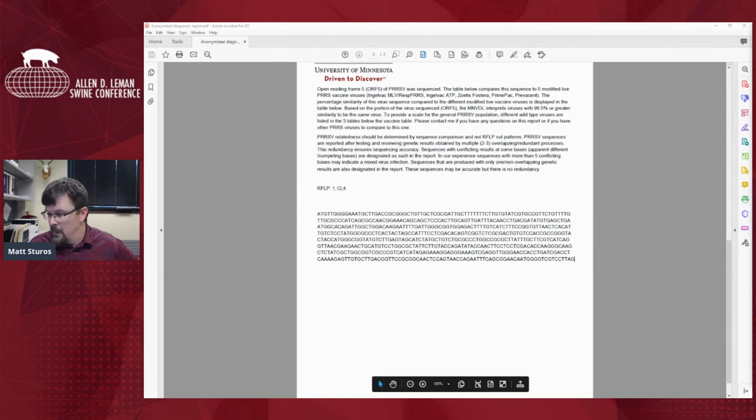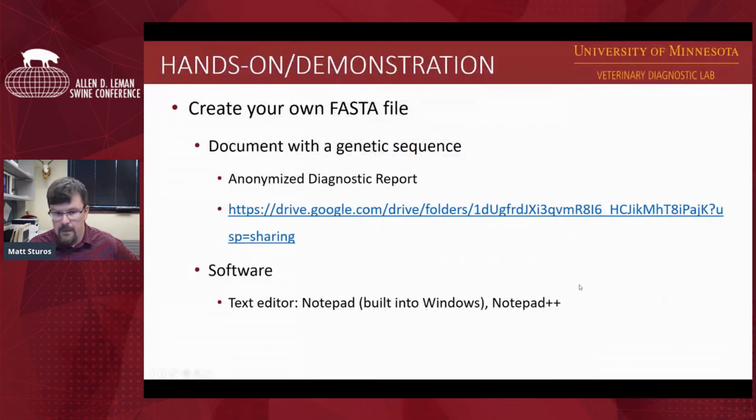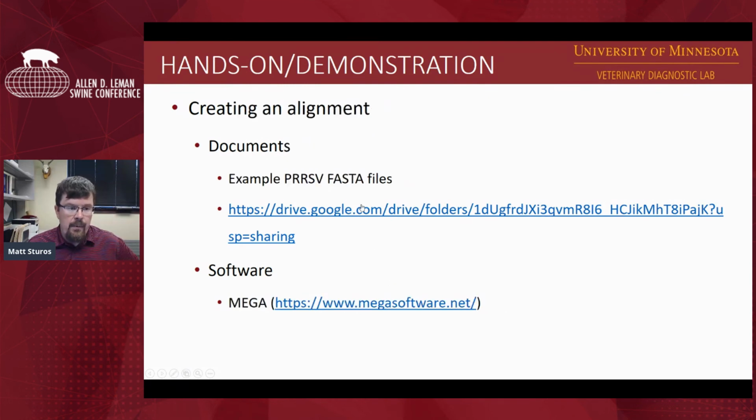And so that's the part of the show where we talk about creating your own FASTA. Hopefully everybody was able to follow through on that. The next part would be to create an alignment. So there are example documents in that shared folder of several PERS. I don't know that I'm going to have time to go through all of the things I was planning, but we should be able to get through some of those. And then the software you're going to be using is MEGA. So again, look in the chat for those, and go from there.